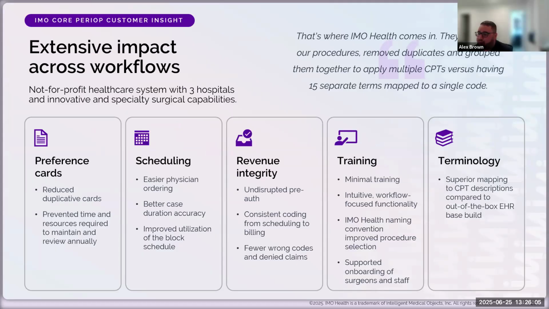We've seen organizations use this to help enable preference card cleanups, to help ensure easier physician scheduling, ensure better case accuracy by making sure each procedure really represents what's happening in the operating room, and then allowing the systems to do the calculations the system wants to do in order to calculate your procedure times. When you are able to better understand what procedures are really being performed from a clinical perspective, it can also improve things like room and block utilization, which again have significant financial impacts on the organization.